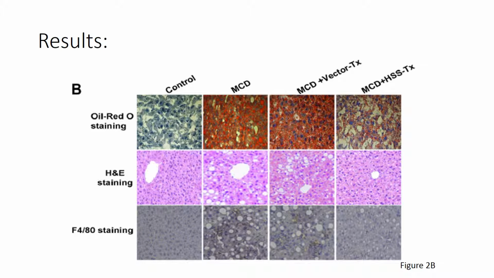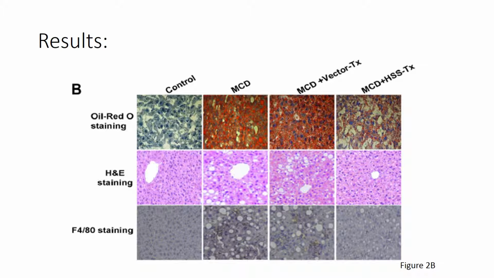This was a qualitative representation of how hepatic steatosis was more serious in the livers of MCD-fed mice compared with the livers of mice that underwent HSS gene transfection after the diet. So there was more lipid accumulation in the liver tissue from the non-transfected or vector transfected mice compared to the control or HSS transfected mice. So this can be seen by the deep red color of the oil red O staining.